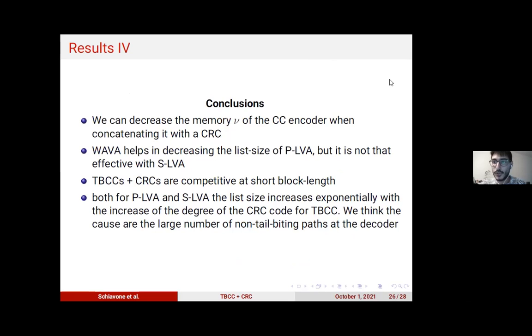Yeah, I have not shown it here, but if we use a bounded list size to try to reach near maximum likelihood performance, with both the parallel list Viterbi algorithm and the serial list Viterbi algorithm, we see that the list size needed to reach it grows exponentially with the degree of the polynomial used as a cyclic redundancy check outer code.